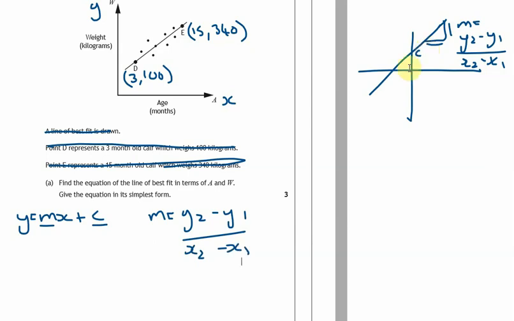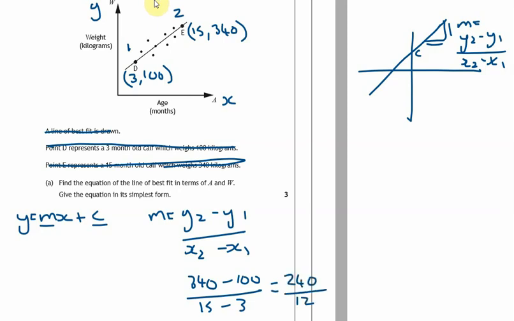Here we go, cooking with gas, right? So don't get confused with the context. All these questions are just straight line questions. So let's call this point number 1, and we'll call that point number 2. So y2 is 340, and y1 is 100. x2 is 15, x1 is 3. So that's 240 divided by 12.